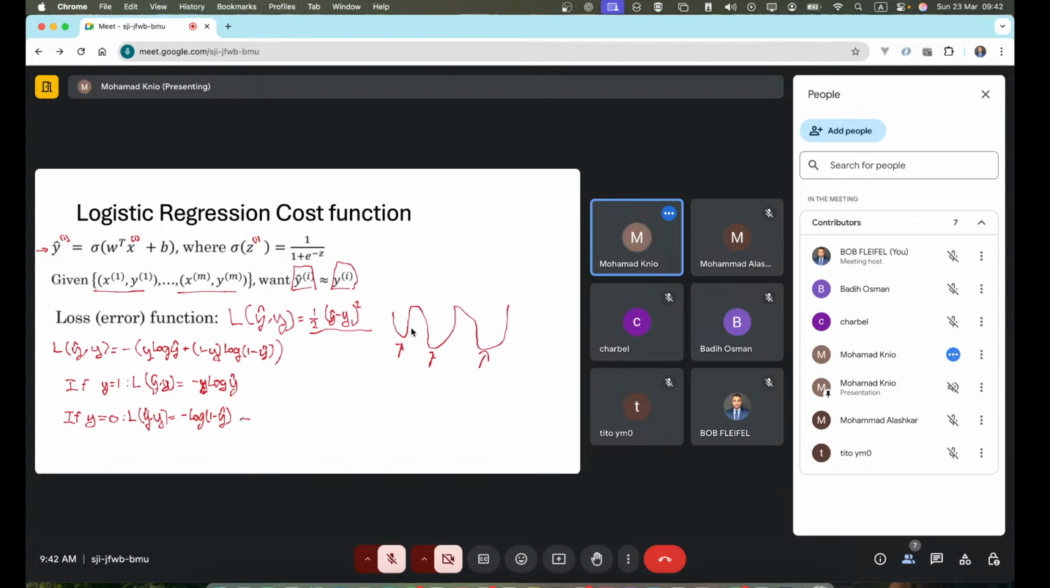And here we want log y and log(1 minus y hat) to be large. The larger the number, the smaller the loss. So we want y hat to be a very small number.